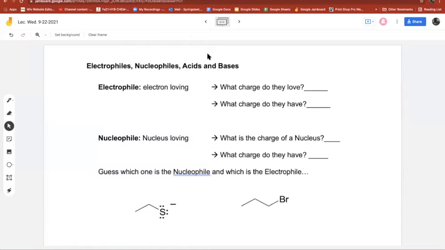This will apply to something we're going to talk a lot about, electrophiles and nucleophiles. An electrophile is something that is electron loving. Phile is loving. Like if you're a pedophile, that's not good. You love children, but in the wrong way. So phile is love. Electrophile, electron loving. And what charge do electrons have?